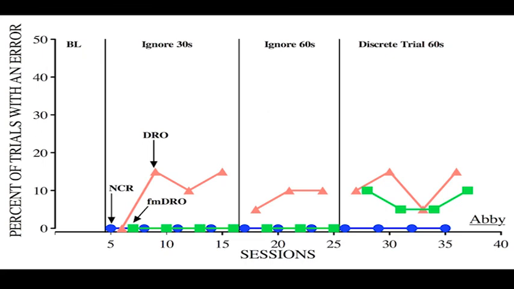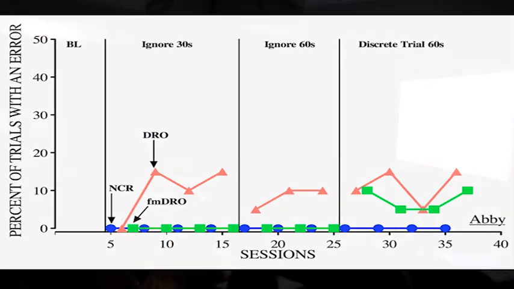The interesting part of this, so this is all the ignore context, is this last phase here, the discrete trial. So this is the part where we actually asked the subject to go run the regular discrete trial programming and these treatments for stereotypy. Again, what we see are elevated levels of errors in the DRO condition, but we also see some errors emerge in the momentary DRO condition as well during the discrete trial program.